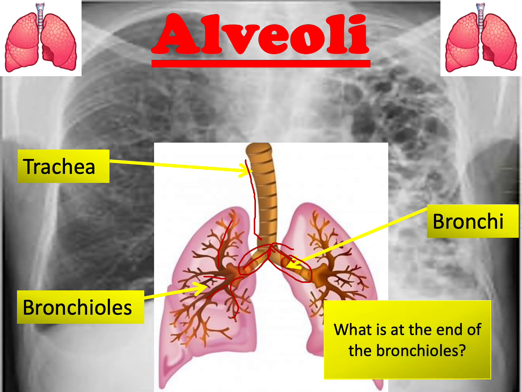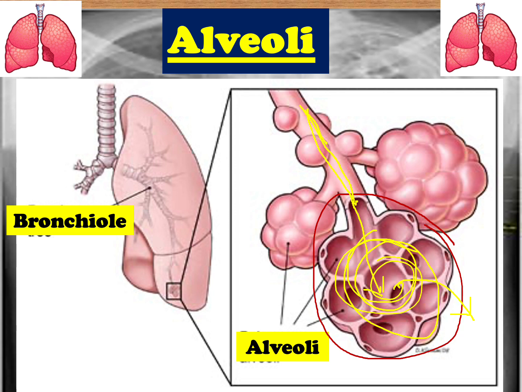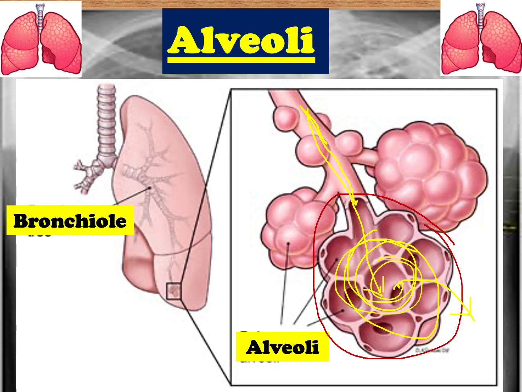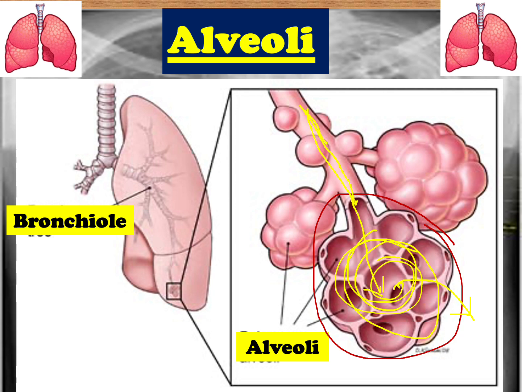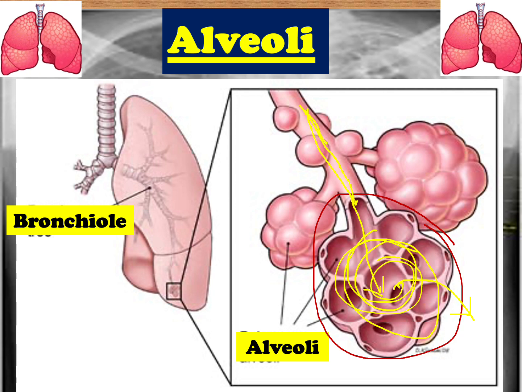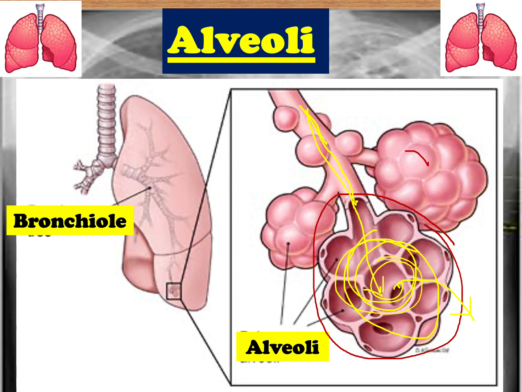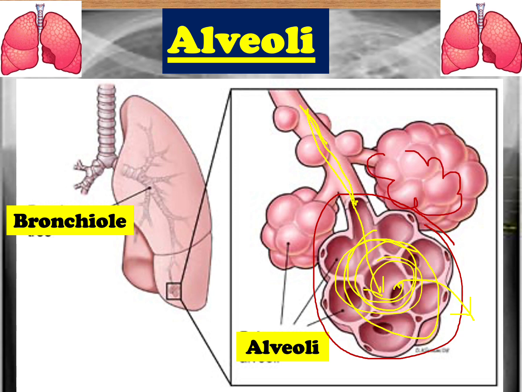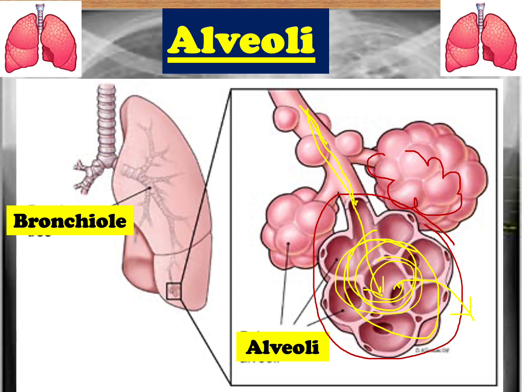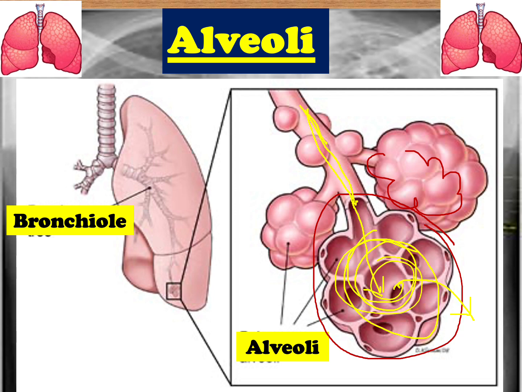And what is at the end of bronchioles? How is the bronchiole ending? So bronchioles end up making the knob-like or balloon-like structure called the alveoli. Alveoli have a very thin wall and they are curved like this, which increases the surface area of the alveoli. So the bigger the surface of alveoli, the more gases will be exchanged.